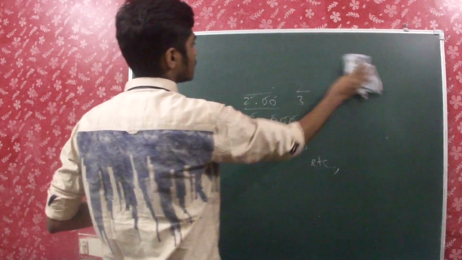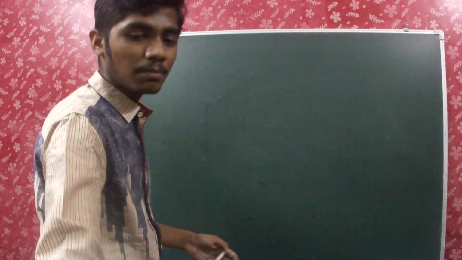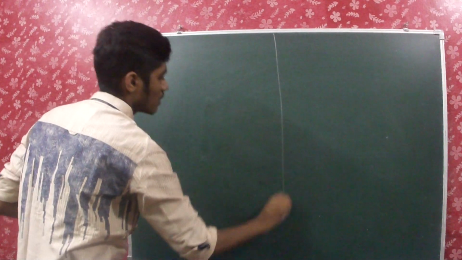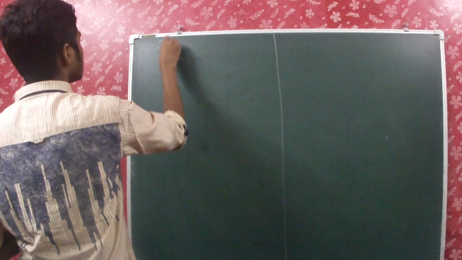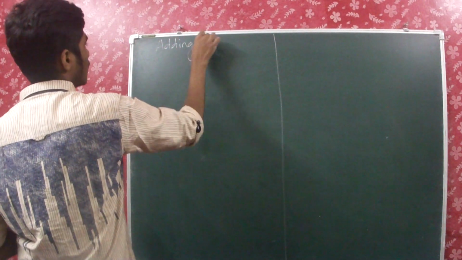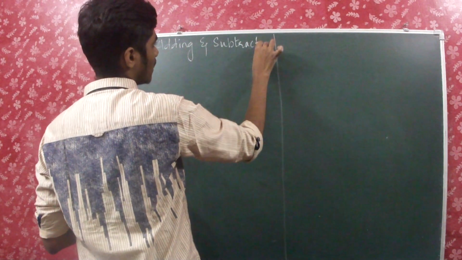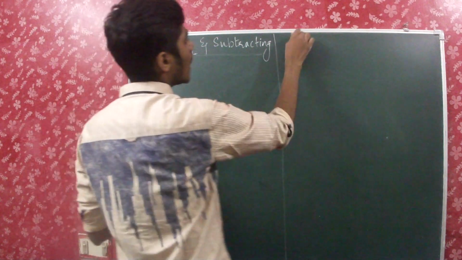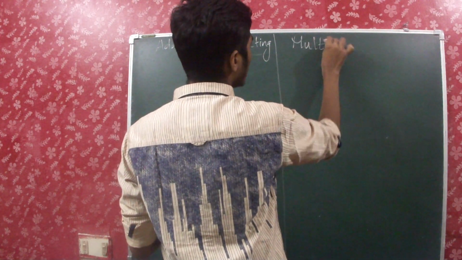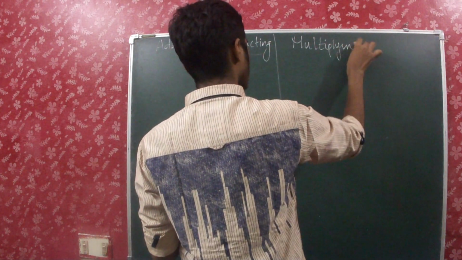And now, this is a very important thing. When you are adding or subtracting two numbers, what must you keep in mind? And when you are multiplying and dividing two numbers, what must you keep in mind?